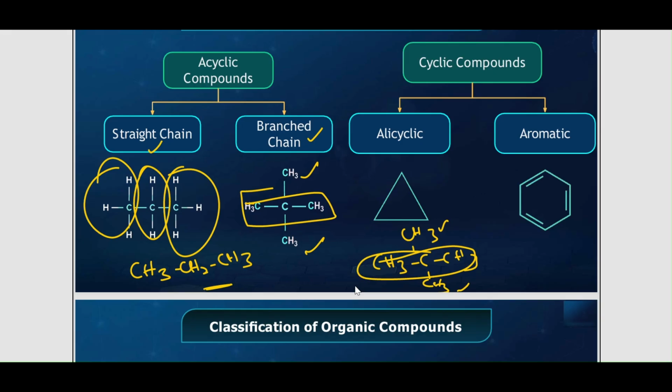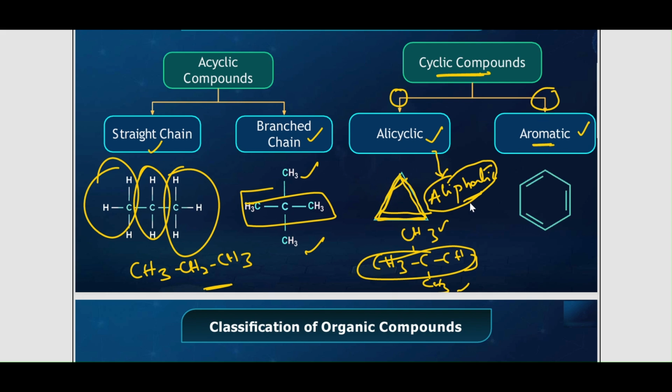Clear? Now, alicyclic. Alicyclic is a part of cyclic compounds. Cyclic compounds are divided into two types: one is alicyclic, another one is aromatic. Alicyclic means those cyclic compounds which exhibit properties similar to aliphatic compounds. Like, for example, here it is cyclopropane. It is closed, it is a cyclic compound, but its properties are completely similar to the acyclic compounds. Clear?